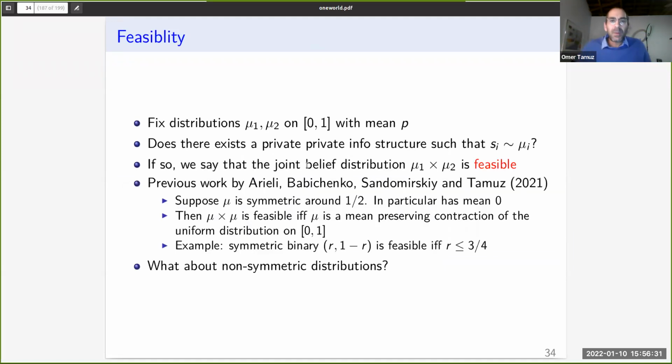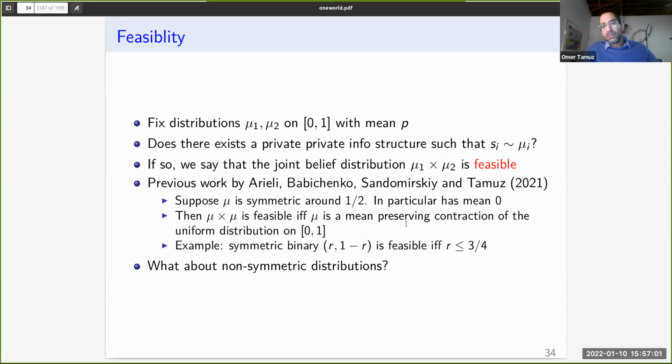Okay, so let's talk about feasibility. We're going to fix two belief distributions on [0, 1] with mean p. The feasibility question is, does there exist a private-private information structure so that these mu i's are the beliefs induced by this private-private information structure? And then we say that mu 1 times mu 2 is feasible.